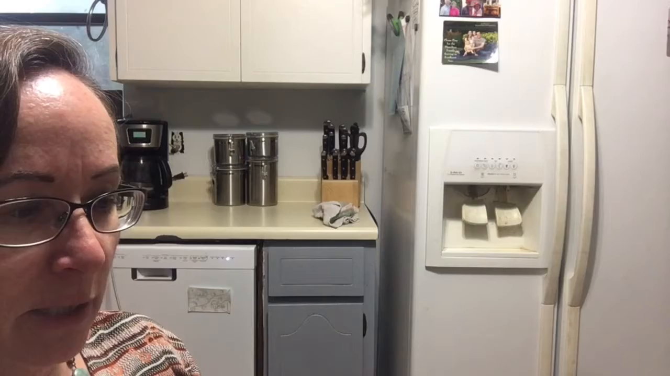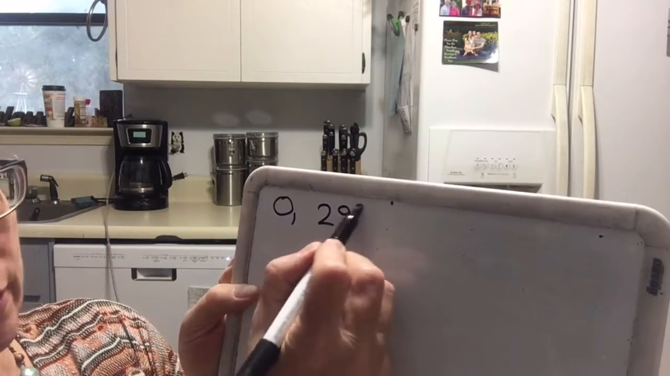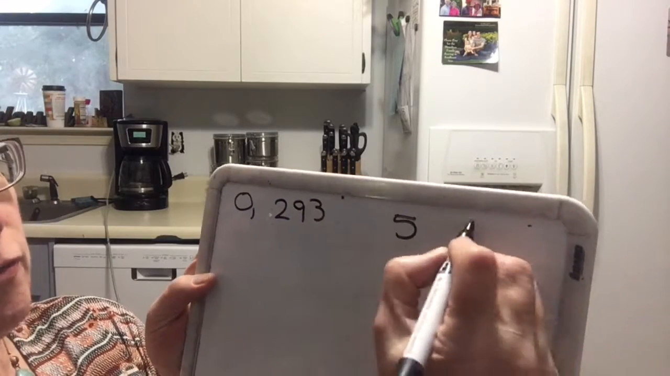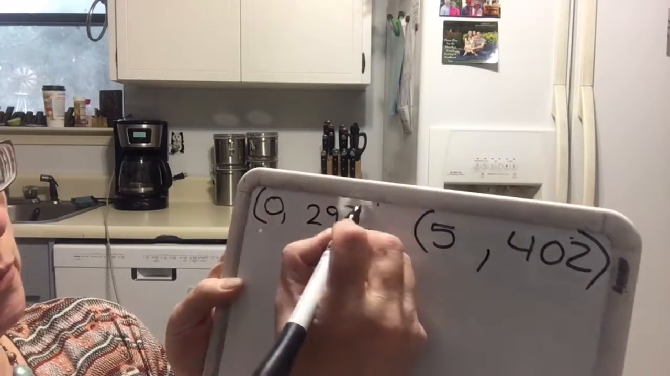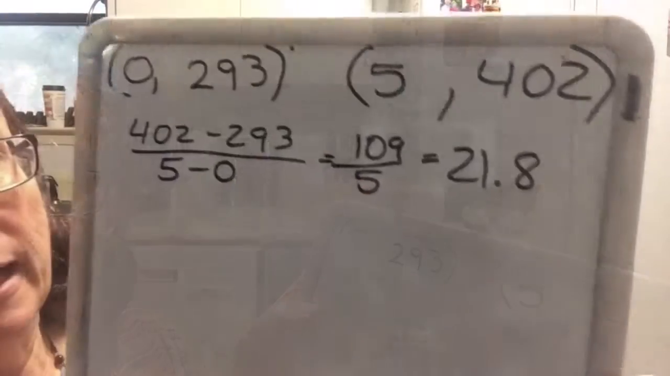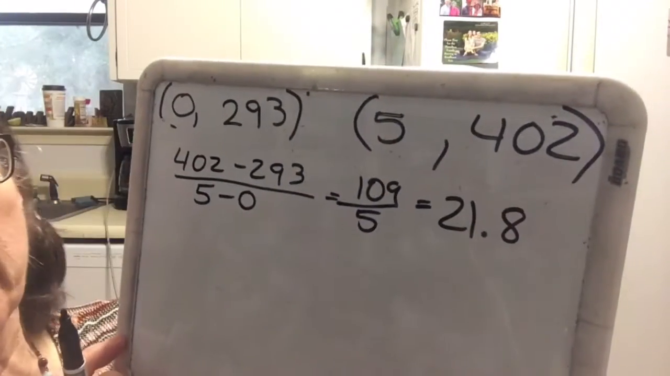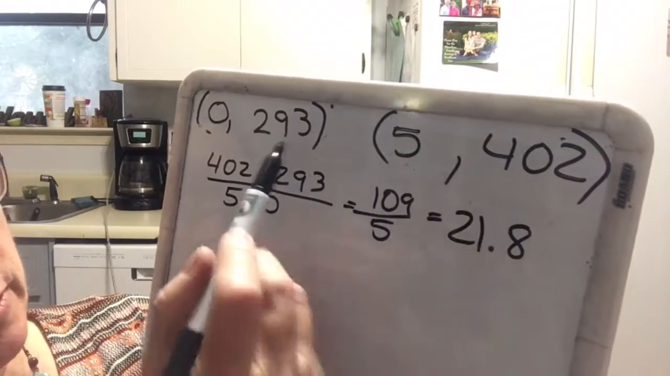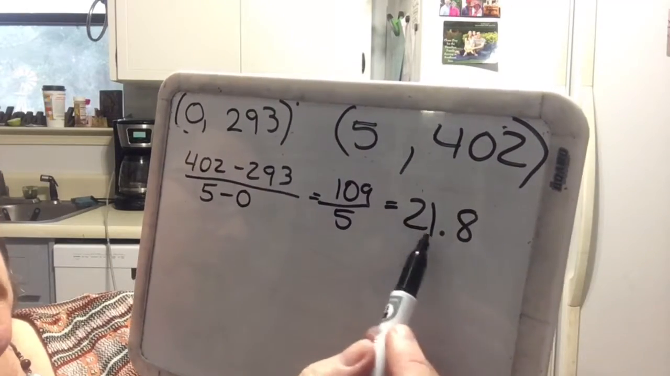So we're going to use those 2 points. So right here, I'm going to use 0 and 293 and 5 and 402. We're going to use those 2 points. Okay, so I went ahead and put the 2 points that we're going to consider up on the top of the board, and I went ahead and figured out the slope. The difference in the y's divided by the difference in the x's is going to be 21.8.